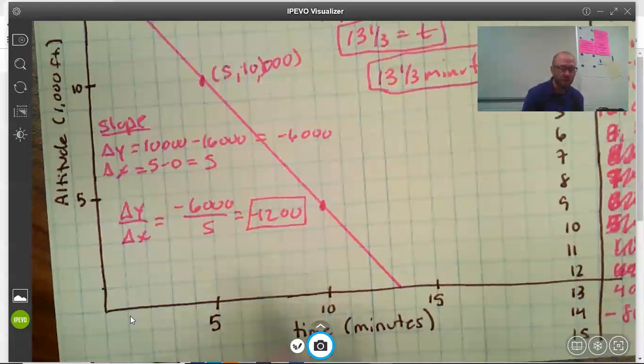And the slope, which we calculated as negative 1200, is the rate at which the plane is descending. And we've talked about slope as rate several times. So that is, kind of in a nutshell, what the intercepts and the slope represent in this plane problem.